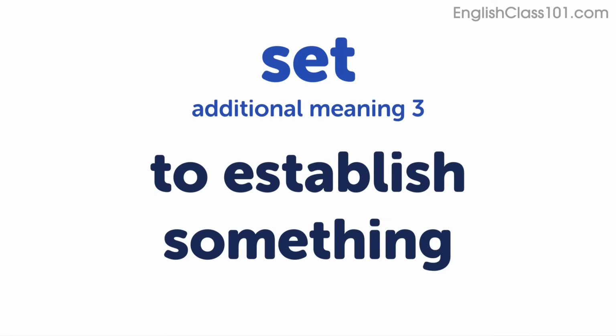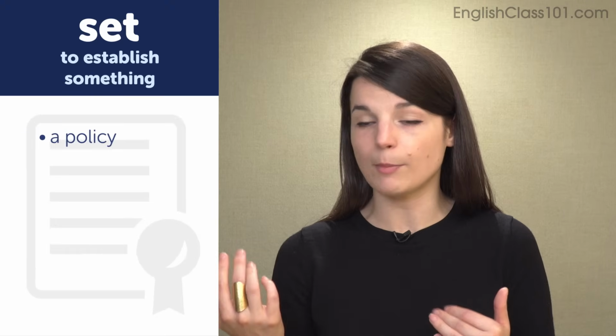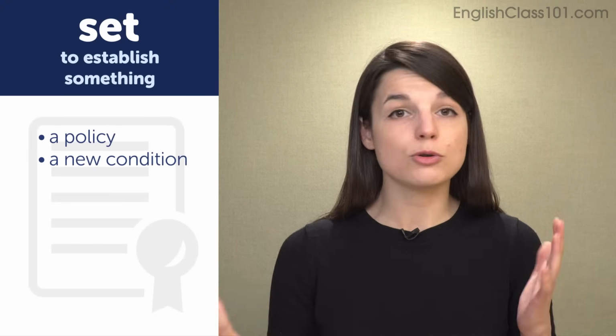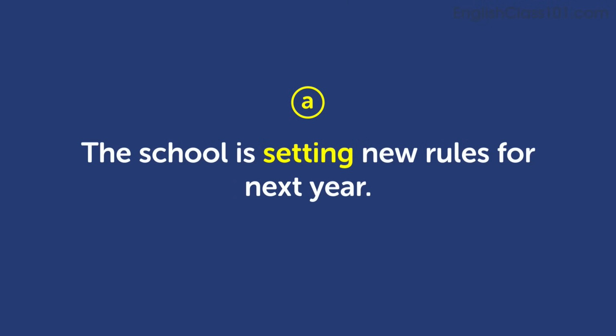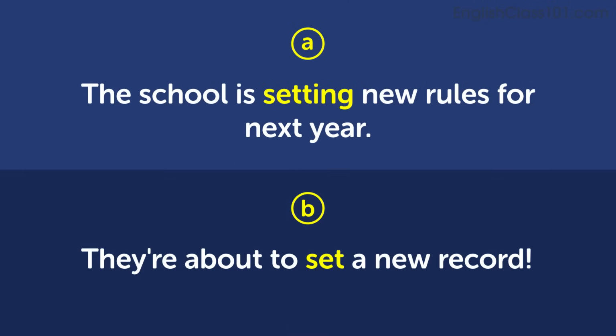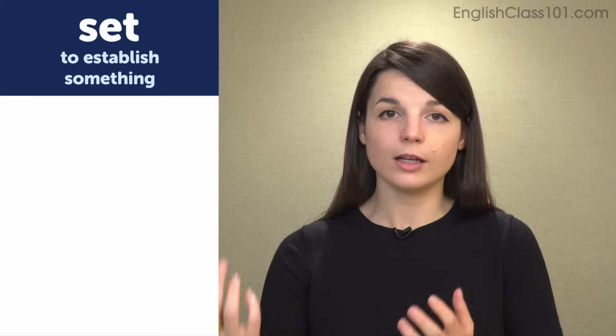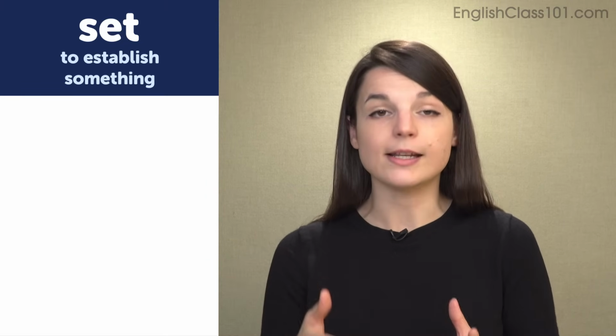The third meaning for today is to establish something. So to establish something like a policy or a new condition, a record, something like that. Examples of this: The school is setting new rules for next year. They're about to set a new record. Okay, so here, set is used to mean establishing something.